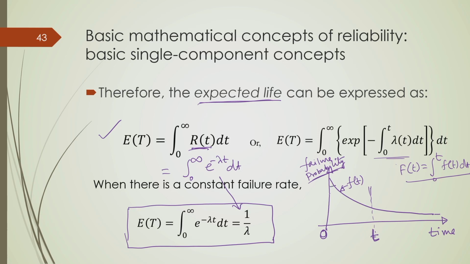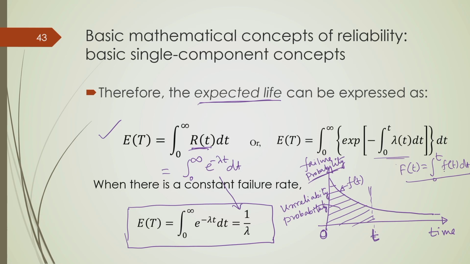So, this area under this particular curve will represent your unreliability function, the unreliability probability.